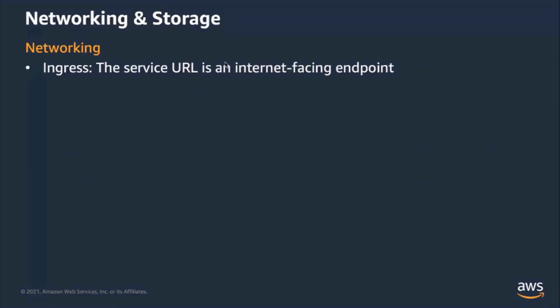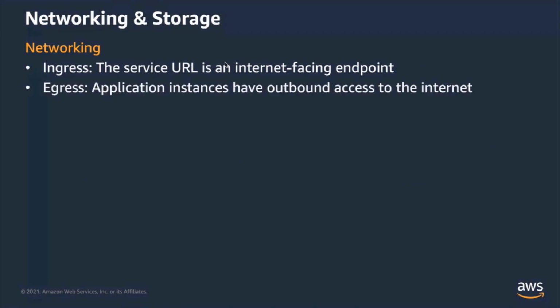Networking wise, the service URL that you get after you create a service is a public internet facing endpoint, so you can access it from anywhere. And egress wise, the application instances that we spin up behind the scenes all have outbound access to the internet. You don't have to set up a VPC or an internet gateway or NAT gateway, any of that in your account. It's all running within a service managed VPC behind the scenes.